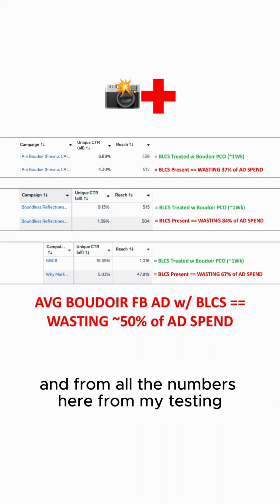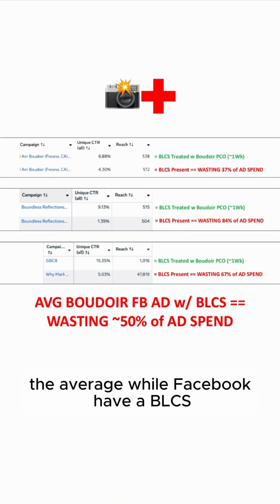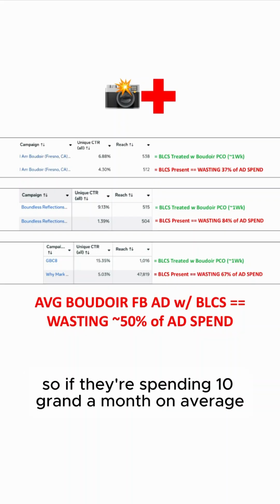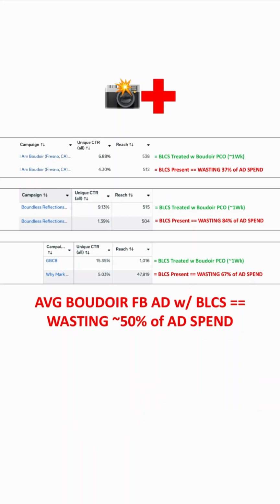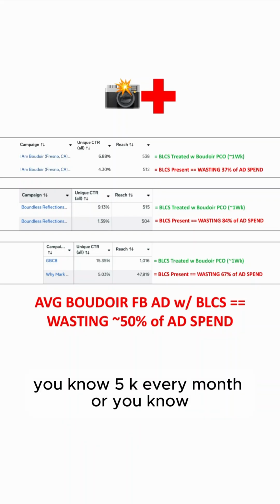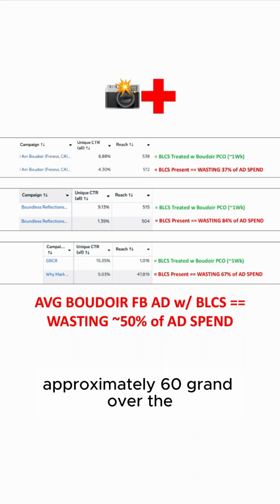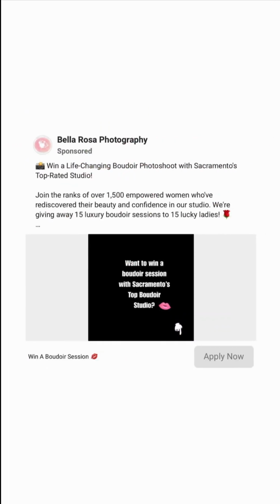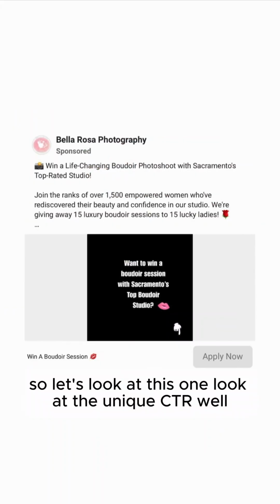And from all the numbers from my testing, the average Boudoir Facebook ad with BLCS wastes approximately 50% of its ad spend, literally half going down the drain. So if they're spending 10 grand a month, on average, that's 5K every month, or approximately 60 grand over the next 12 months being wasted. So let's look at this one. Go look at the unique CTR.